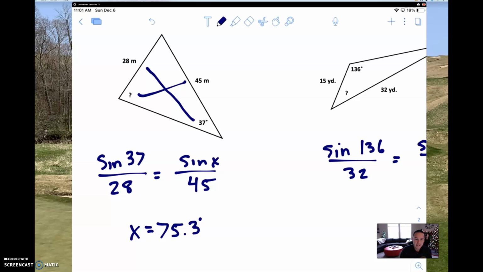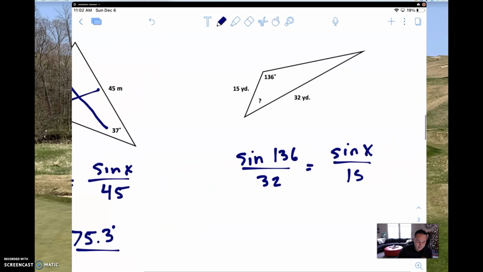It's always a good idea to check the reasonableness with the picture. I draw these pictures so they're bound to be off by a little bit, but does that angle look like it could be about 75 degrees? Yeah, it seems reasonable. If you get an answer like 12 degrees, you probably did something wrong, because I try my best to make these pictures somewhat accurate for you.